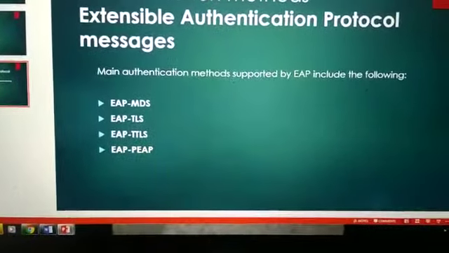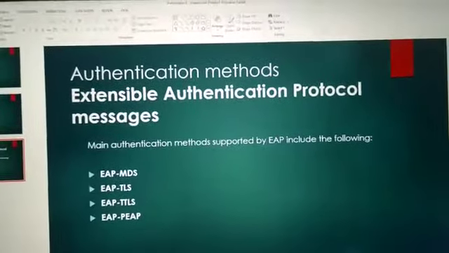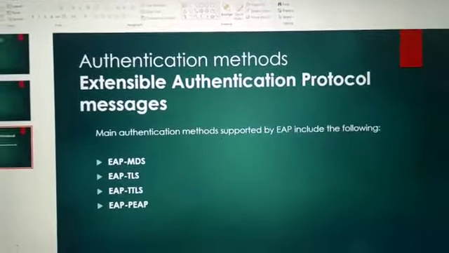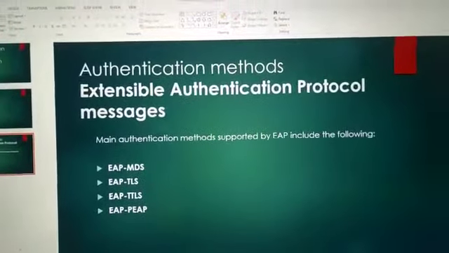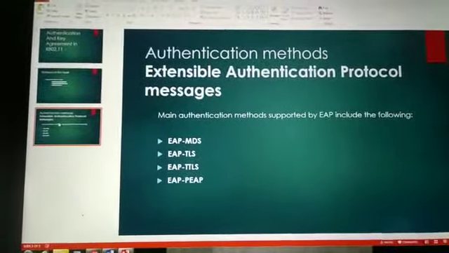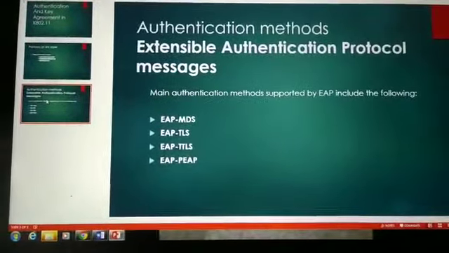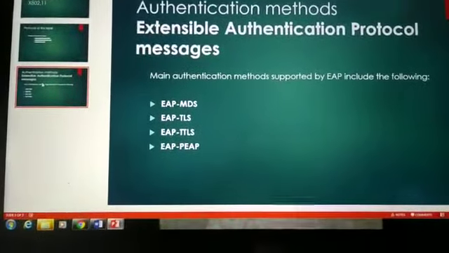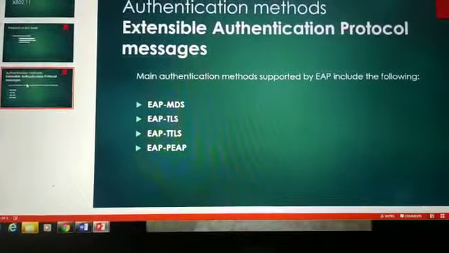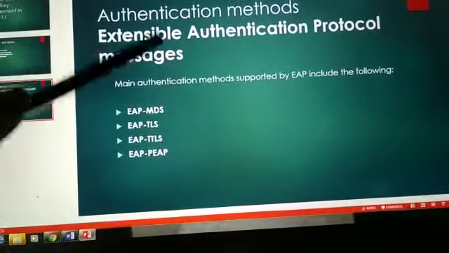Now let us see how EAP, the Extensible Authentication Protocol, works. Basically, EAP uses a request-response method: from server to client a request goes, and from client to server a response goes. In a similar way we have the authentication process. Now let us see the different EAP methods. The first method is EAP-MD5. MD5 stands for message digest.